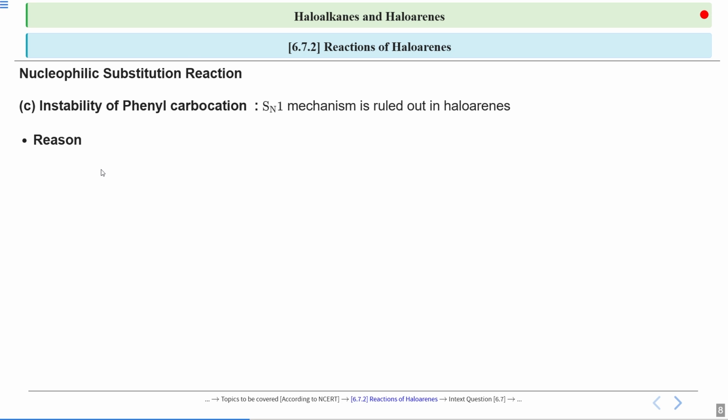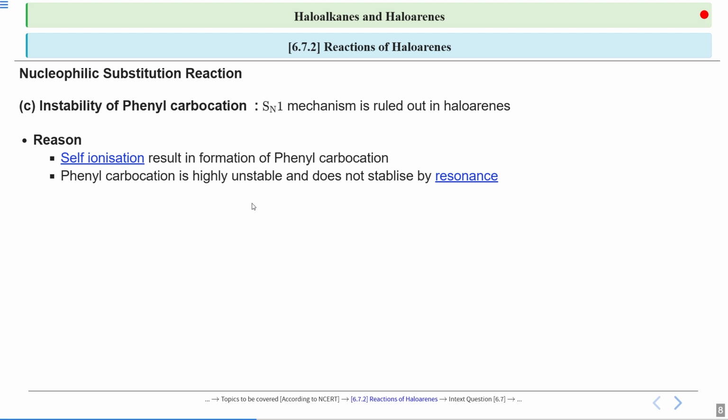The reason behind this is that self-ionization results in the formation of phenyl carbocation. So, what will happen? There is a self-ionization happening. When the chlorine, or any halogen which is present on the carbon, is removed, there will be a positive charge on the carbon, which will not be effectively stabilized by the aromatic ring. So, there is a formation of phenyl carbocation due to the self-ionization, and the phenyl carbocation is highly unstable and does not even stabilize by resonance.